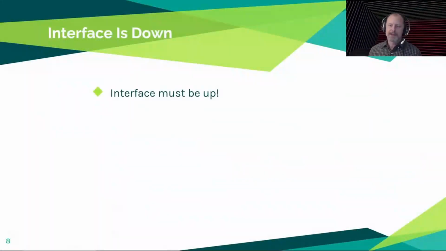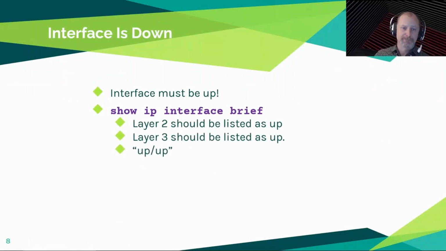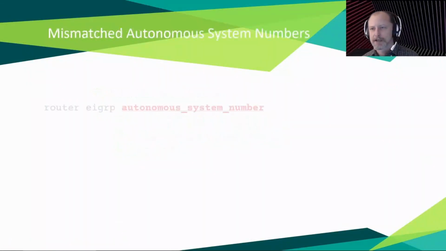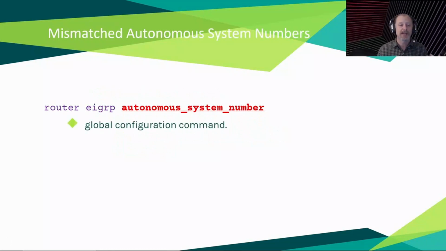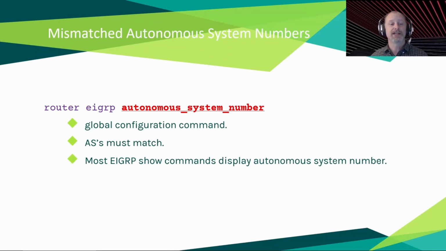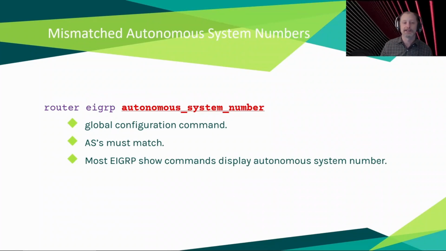Okay. Interface has got to be up. Show IP interface brief. Up. We talked about CDP neighbor. The autonomous system numbers have to match. Most EIGRP show commands will show you what it is.